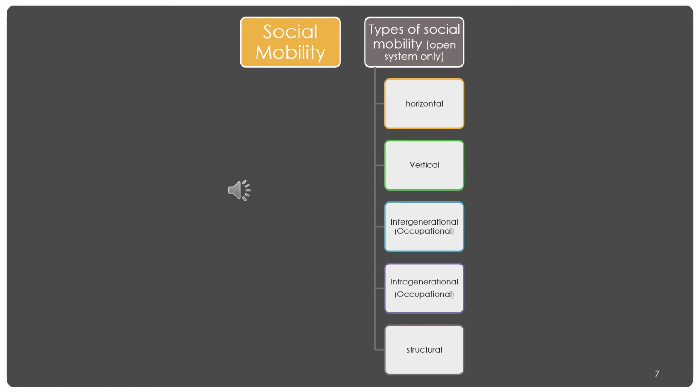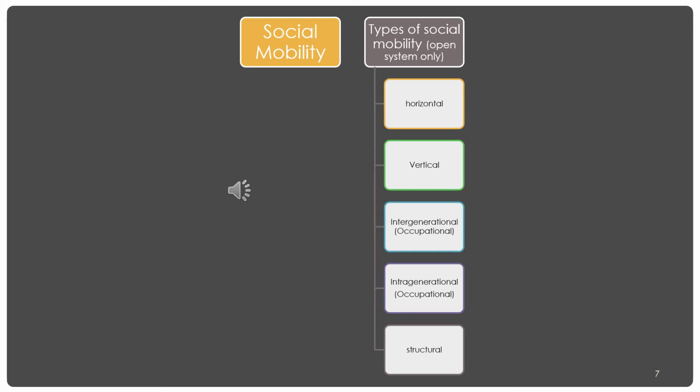Now, intragenerational. Circle, highlight, underline the prefix intra. Intra means one. That is watching the social mobility of one individual throughout their lifetime, or one specific group of people throughout their lifetime. Both intergenerational and intragenerational are a type of occupational social mobility. So if you are asked to name the 5 types, I do not want you to name occupational as one of them. I'm just letting you know that intergenerational and intragenerational are occupational social mobility.